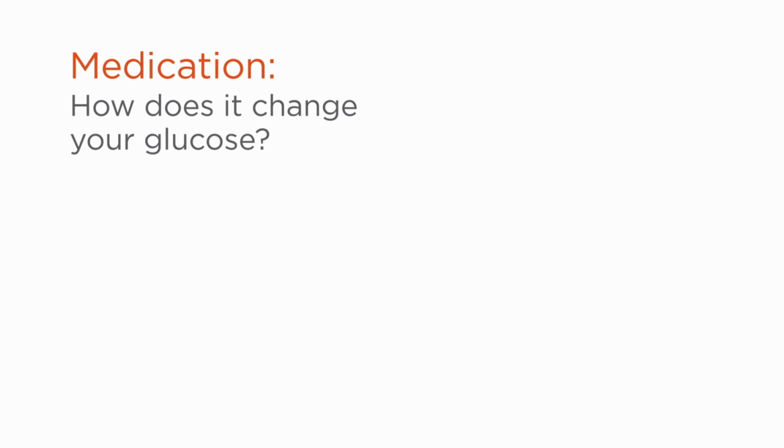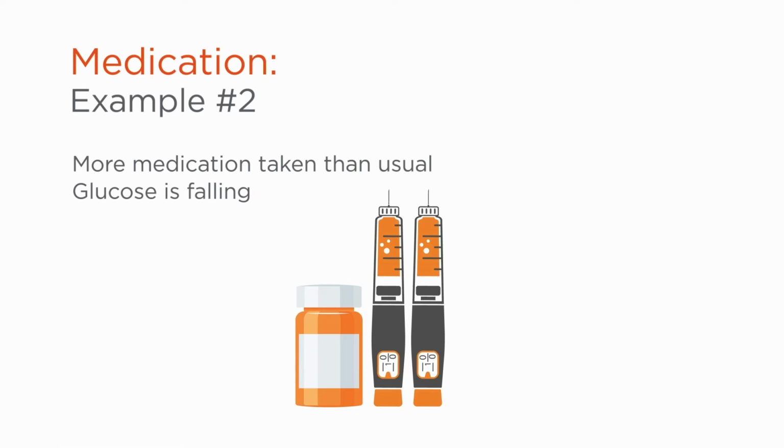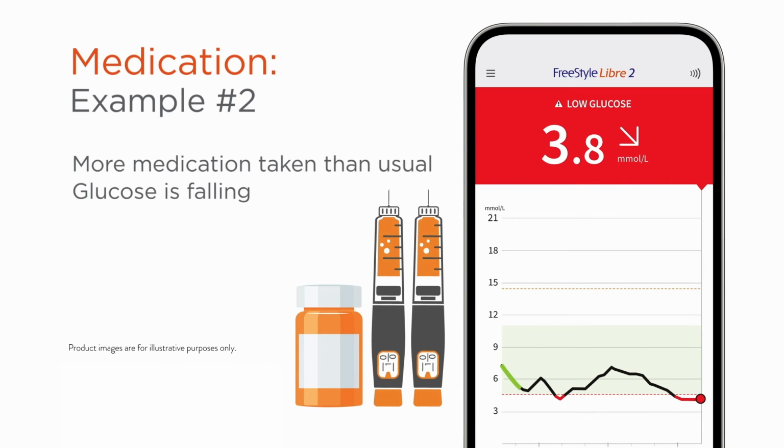Medication can also change your glucose. For example, you take your diabetes medication in the morning. Here's what your reading could look like. Note that your glucose is in range. The next day, you take more medication than required. You scan or view and see that your glucose is falling and below target range.